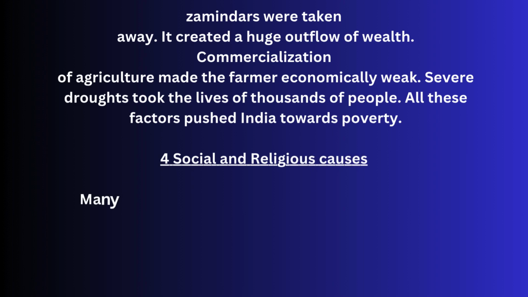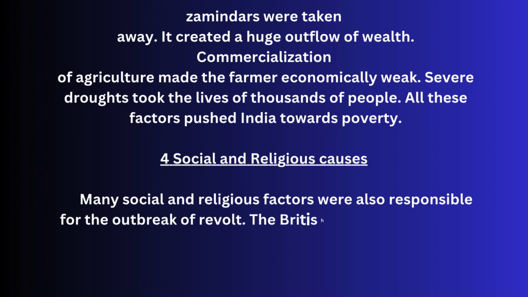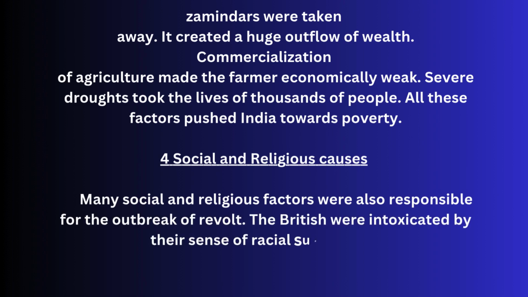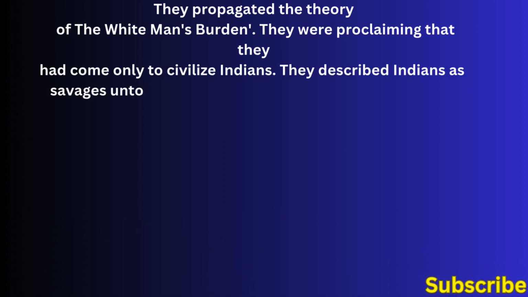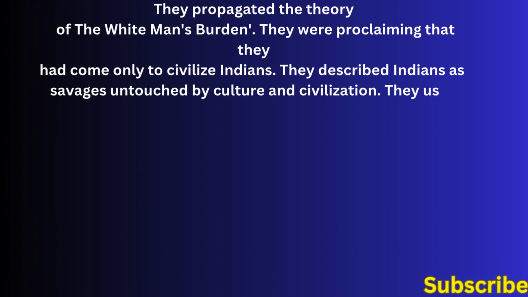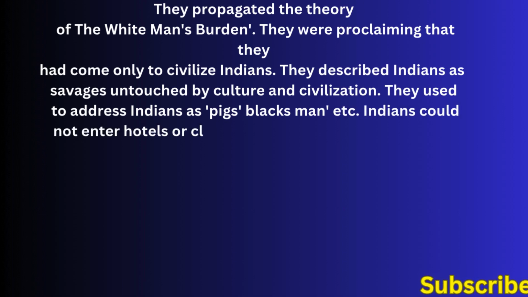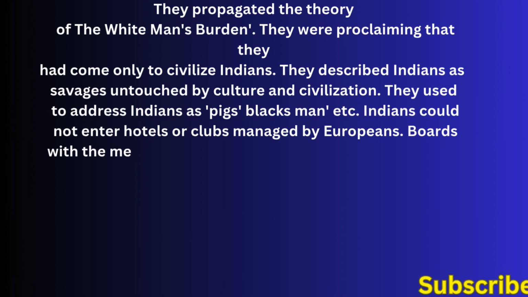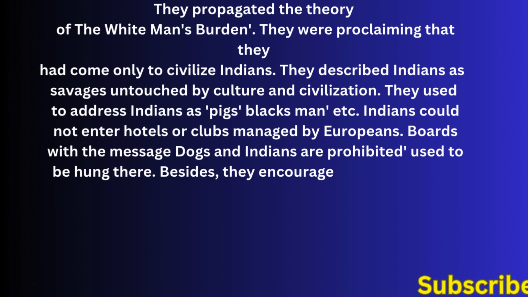4. Social and religious causes. Many social and religious factors were also responsible for the outbreak of revolt. The British were intoxicated by their sense of racial superiority. They propagated the theory of the white man's burden. They were proclaiming that they had come only to civilize Indians. They described Indians as savages, untouched by culture and civilization. They used to address Indians as pigs, black man, etc. Indians could not enter hotels or clubs managed by Europeans. Boards with the message "Dogs and Indians are prohibited" used to be hung there.